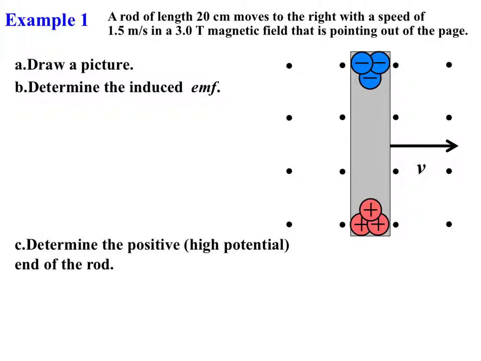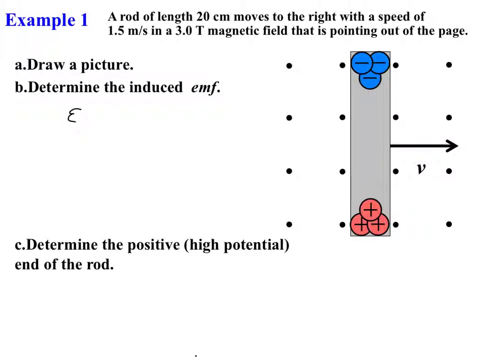So for these examples, it's always going to be important to try to draw a picture. Here we have a rod of 20 centimeters that moves to the right with a speed of 1.5 meters per second in a 3.0 Tesla magnetic field that is pointing out of the page. Again, you can determine the force on the charges and figure out which charges build up on each side of the rod. Now we're asked to determine the induced EMF.